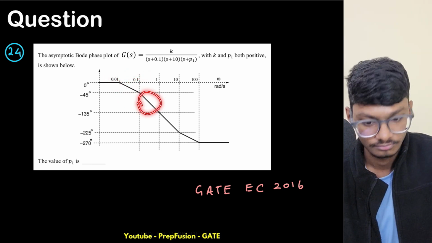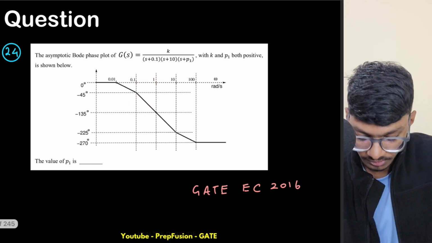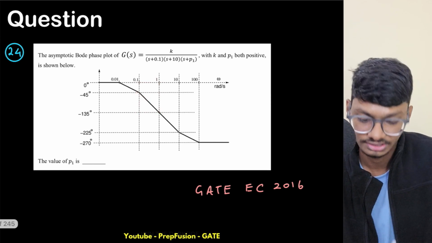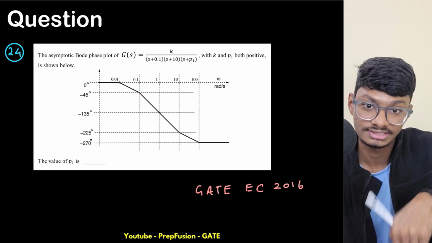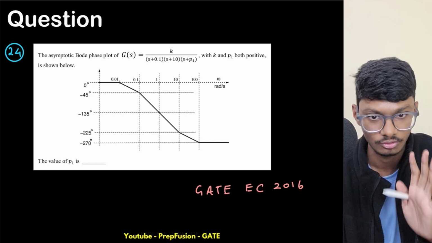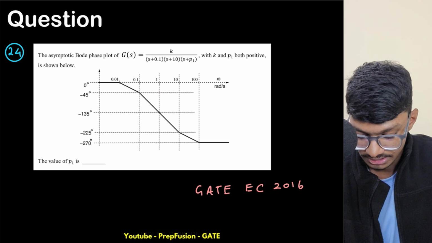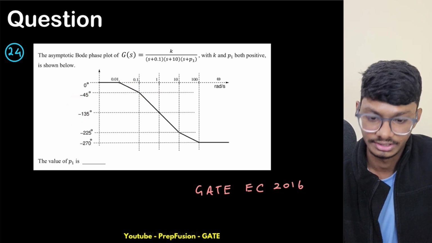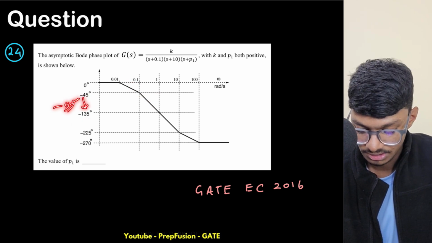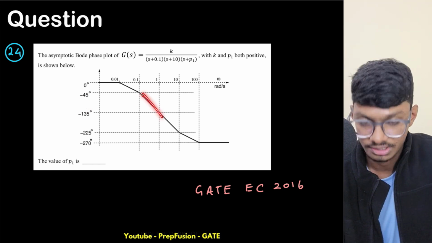What about 10 times after this? It should also be minus 45 degrees per decade, but from the slope itself, we are seeing that the slope is further increasing in the negative direction. That means it is not minus 45 degrees per decade. We can cross verify: in 1 decade, from 0.1 to 1, it is traveling from minus 45 to minus 135. That means it is traveling minus 90 degrees in 1 decade.